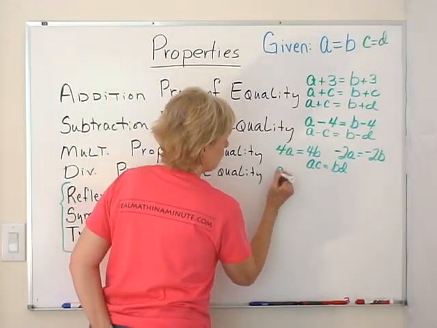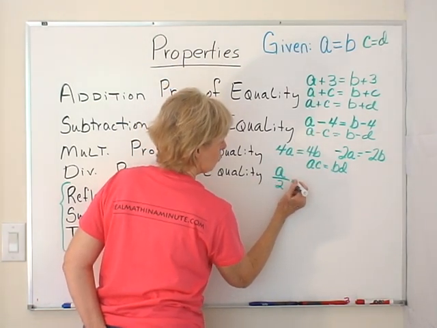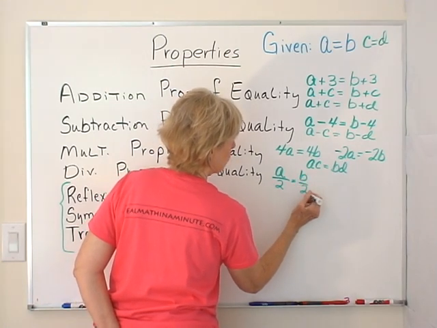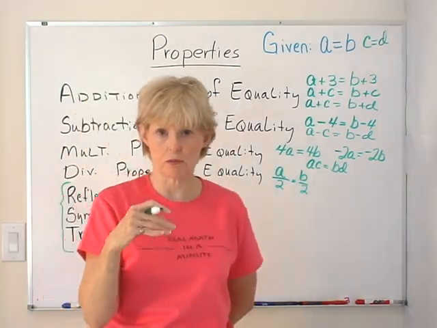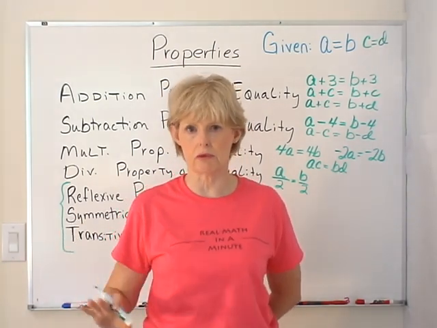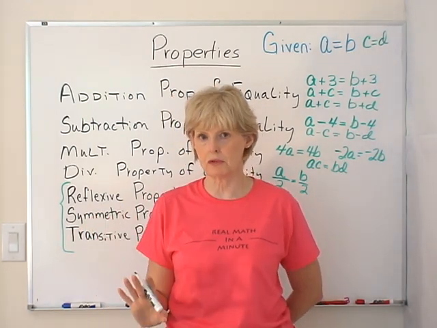Anytime I start with two things that are equal and I divide them both by the same thing, or by equal things, then again my reason would be the division property of equality. So that's enough of that. You'll hear me repeat that as we go, but I did want to establish those as properties.